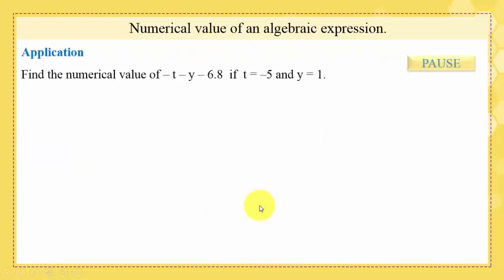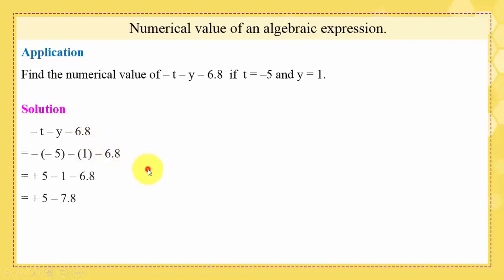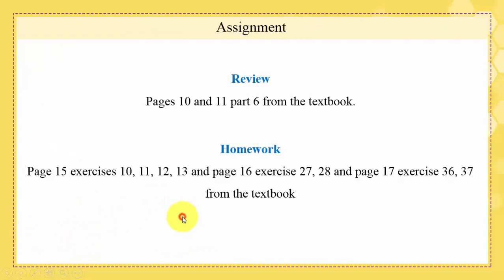Application. Please pause this video and try to solve the application. Solution. Minus t minus y minus 6.8 if t equals minus 5 and y equals 1. We will replace t by minus 5 and there is a minus, so we put the parentheses. Minus y, y is equal to 1, minus 6.8. Then we calculate as we know to have the answer minus 2.8.